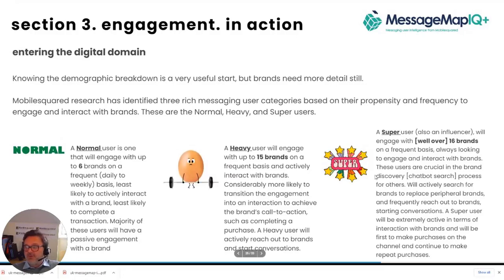Then you've got the super user. These are the influencers, the brand ambassadors. These are the people you need to identify, because they have a very powerful impact on the success of any campaign in messaging. They are going to interact with brands and send brands messages. These are the people who can influence their own community. So the super users are very key moving forward. And this is why.